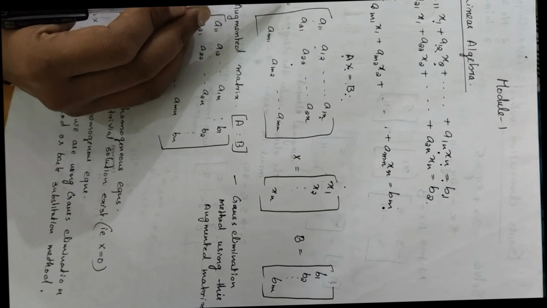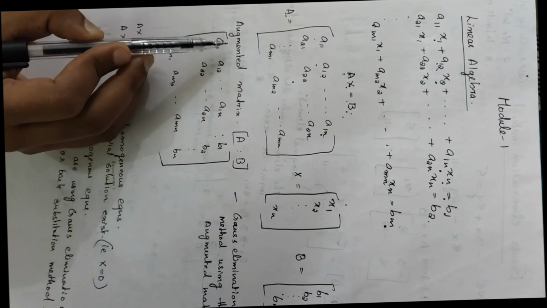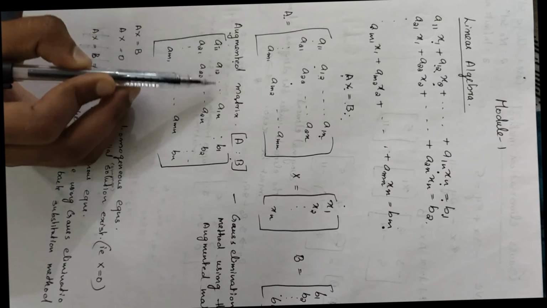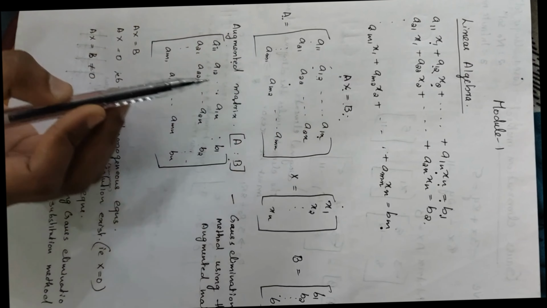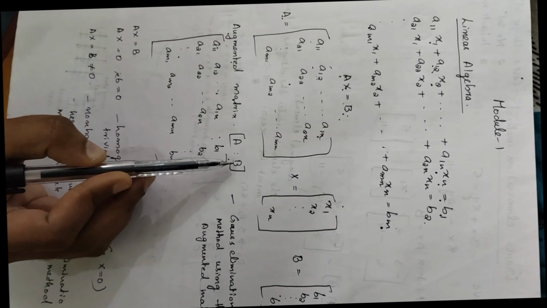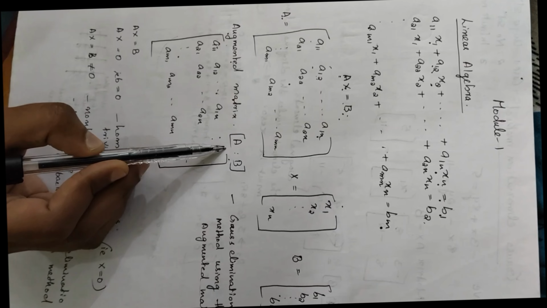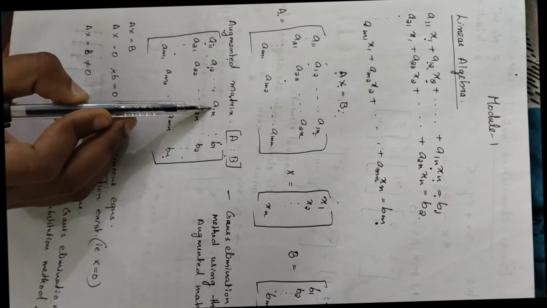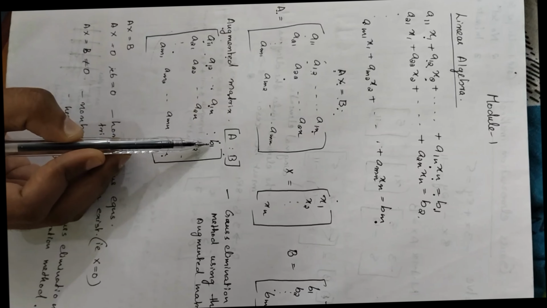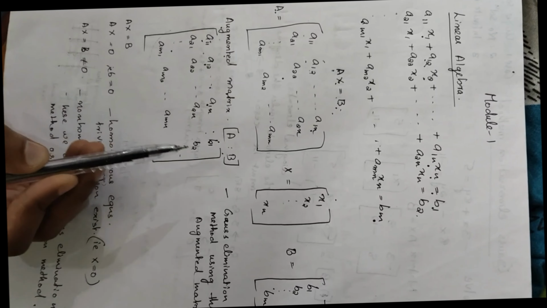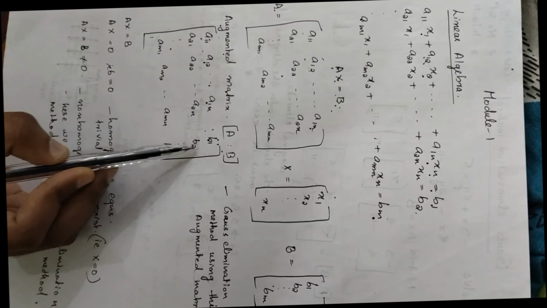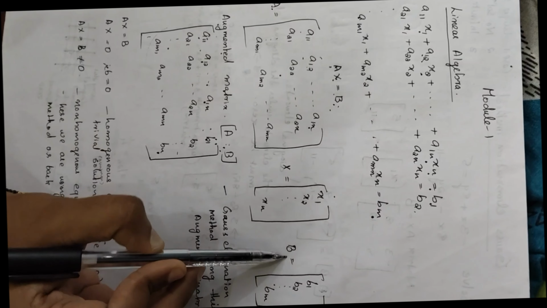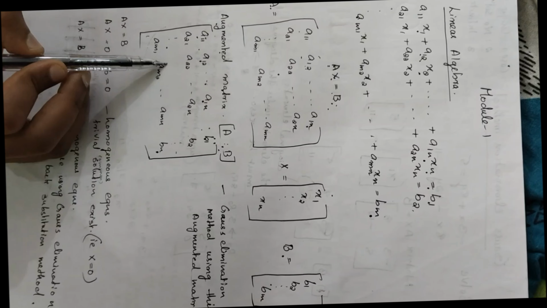Then these matrices A and B jointly we can call the augmented matrix. It is represented like this. The coefficient matrix is represented the same, and the constant matrix is represented in the last column. So a11, a12 up to a1n and the last element is b1. Like that, the last column is the same as matrix B. So this matrix is known as the augmented matrix.